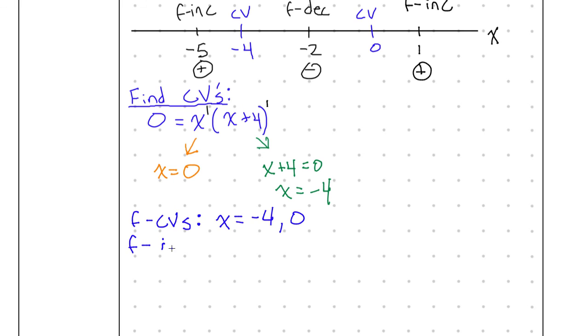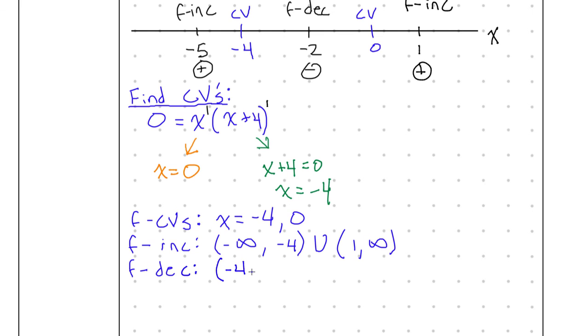Claire, where was f increasing? From -infinity to -4, or from 0 to infinity. Make sure you use the word or instead of and, just to be technically correct. I know it is kind of unintuitive because you're saying this one and that one, but if you say and, mathematically it means where do they overlap. So or 1 to infinity. And Arrow, f decreasing: -4 to 0 is indeed correct. -4 to 0. Now we're done.